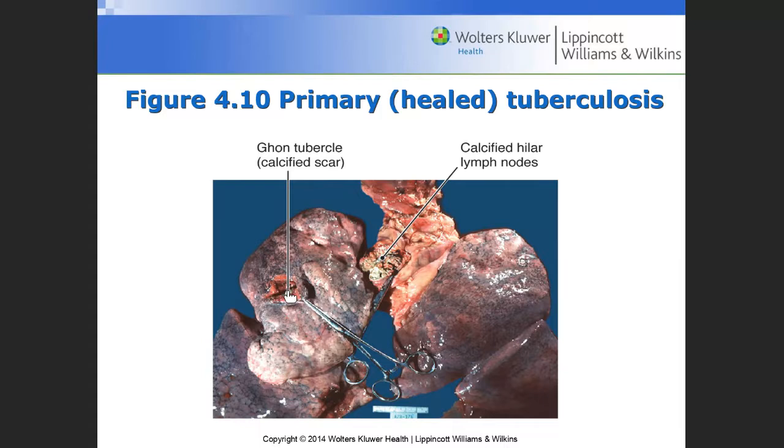Here it tells you this is a Ghon tubercle, a calcified scar. This is from a primary TB that has healed, and you might see some in the calcified lymph node as well.